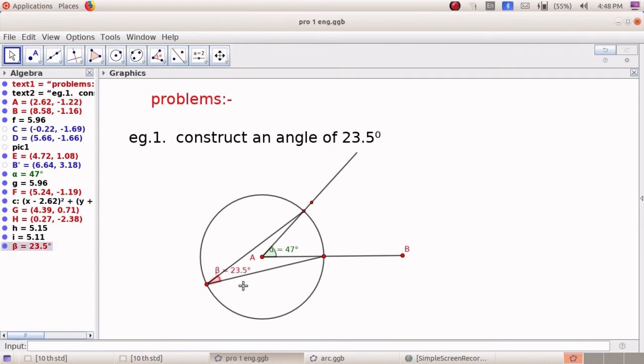Now we have constructed a 23.5 degree angle. You can pause the video and draw such a construction. If you want to write down the steps needed, you can write how such a one is made. Okay.